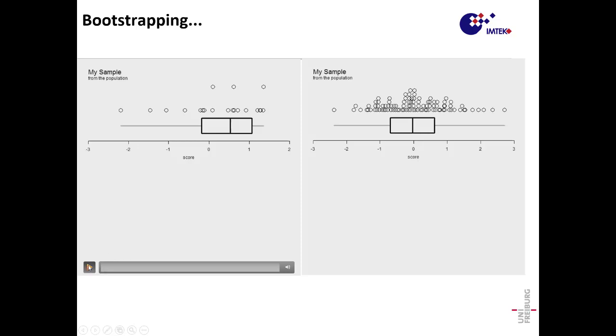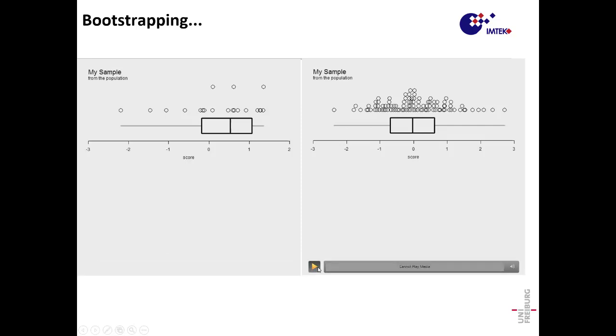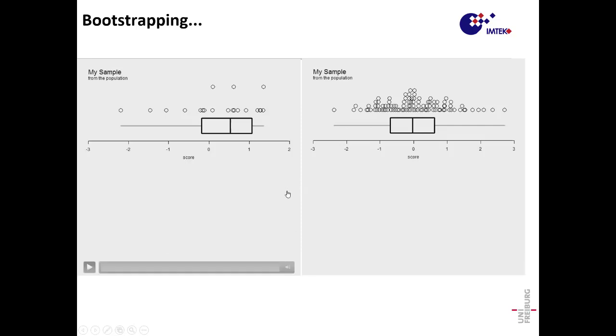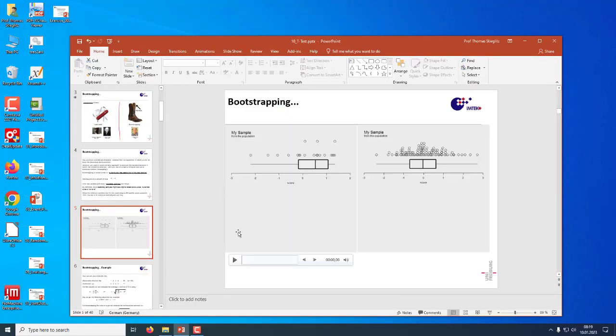Okay, doesn't like it, this neither. Okay. Does that work if I play it like this?